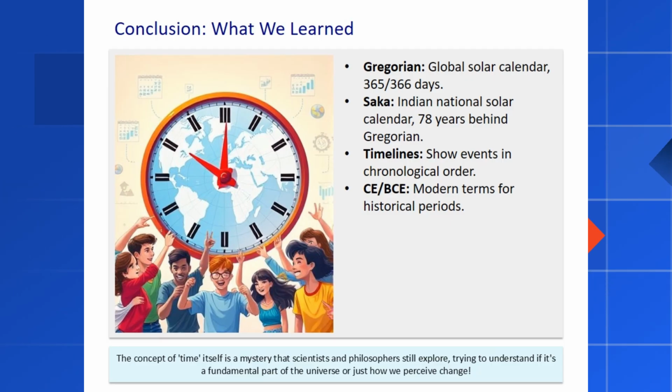So, what have we learned today? We've explored how we measure time using different calendars. The Gregorian calendar is the most common worldwide, a solar calendar with 365 days, adding a leap day every 4 years. We also learned about the Saka calendar, India's national calendar, which is also solar, but starts 78 years after the Gregorian. We discovered that timelines are like history's maps, showing events in the exact order they happened. And finally, we understood that CE and BCE are the modern, inclusive terms used to mark historical periods, replacing AD and BC. You're now time experts.